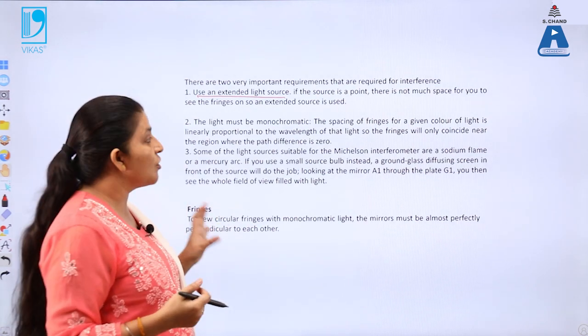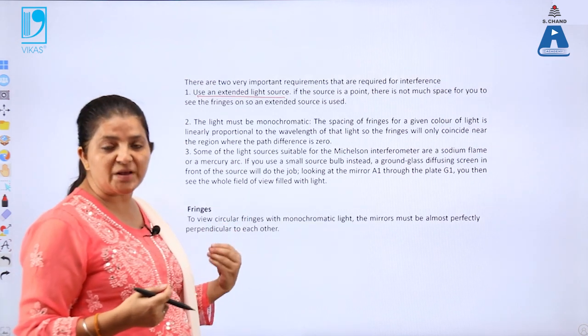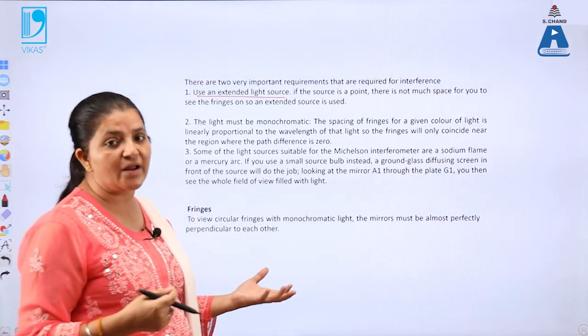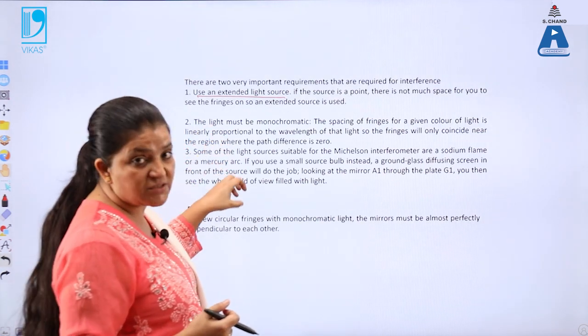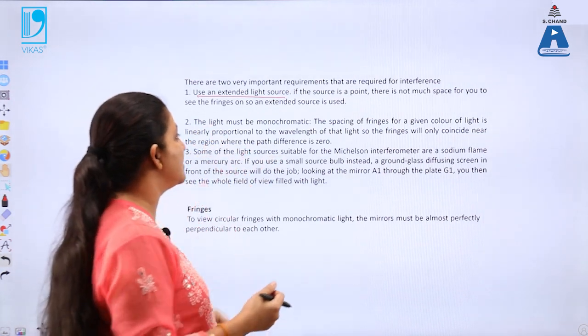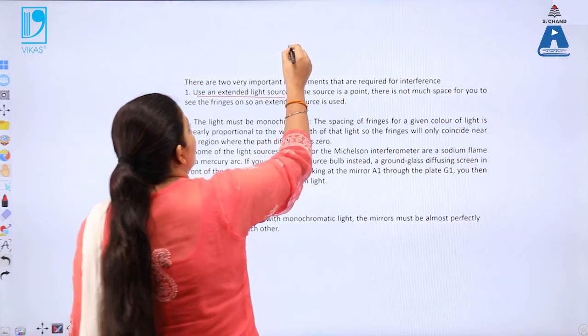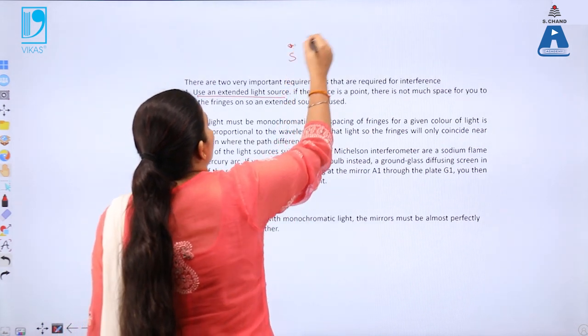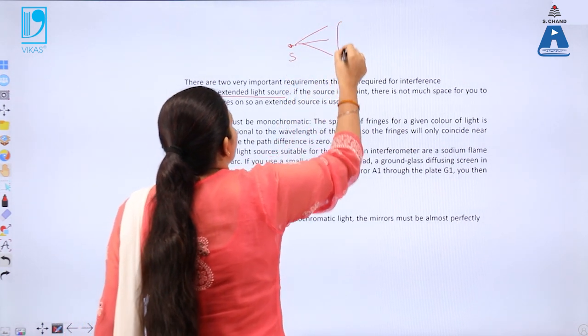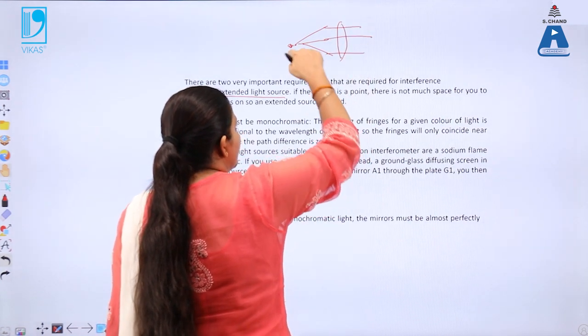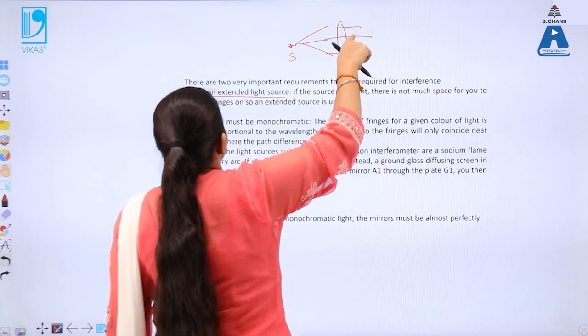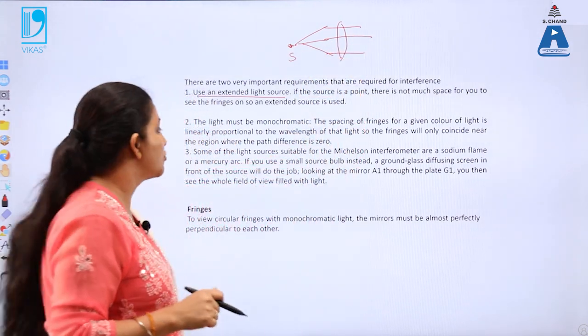Now if a point source is already present instead of an extended source of light, from the point source the light can be converted into an extended source of light by using a lens. So that's why in front of this point source we are using a lens in order to convert this into parallel beams, meaning make this light an extended source of light. So that is used over here.